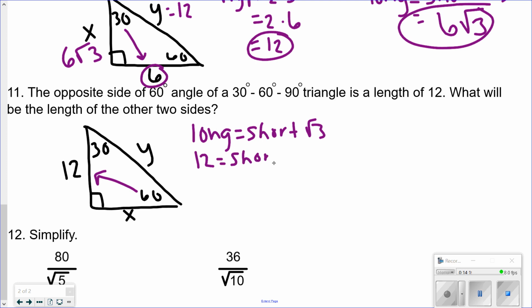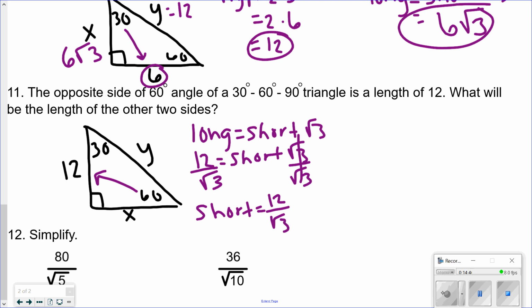Now this is going to be one of our weird problems where I have to divide by radical 3 on each side. Divide by radical 3. So we know that the short side is equal to 12 over radical 3. However, we cannot have a radical in the denominator. So to get rid of that, I'm going to multiply by radical 3 over radical 3, which will give me 12 radical 3 over 3.